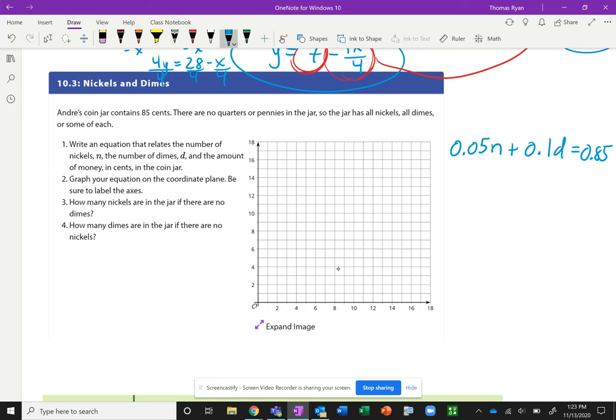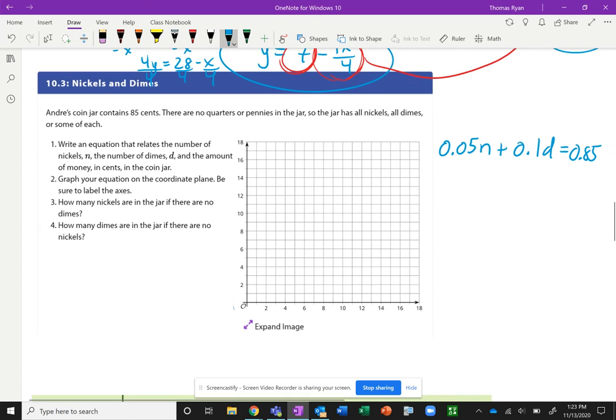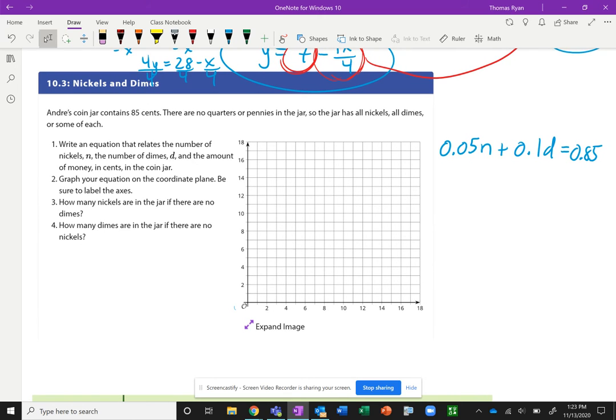Now, if you notice here, guys, look at all of our numbers. This might be a lot easier to deal with if they were nice whole numbers. So what if we multiplied the whole thing times 100? That way we could just make this 5N plus 10D equals 85.